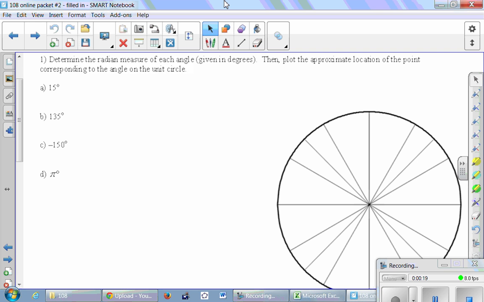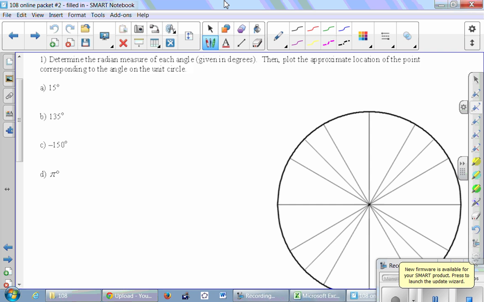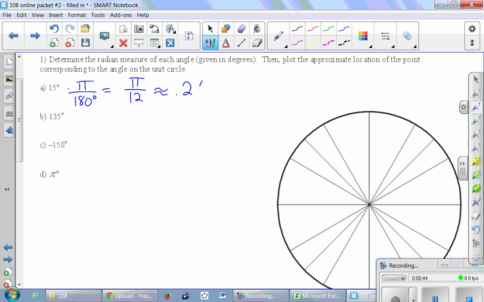So we know that in order to convert from degrees to radians, we need to multiply by the right thing. The right thing is pi over 180. So let's go ahead and multiply by pi over 180. And then just reduce. 15 goes into 180 12 times, so we get pi over 12. That's our radian answer. If you type that into a calculator, you can get a decimal approximation.